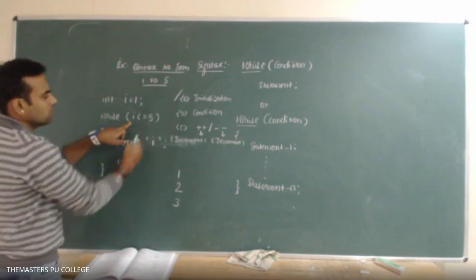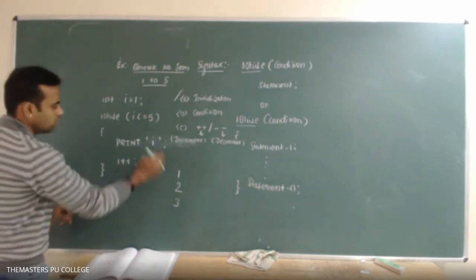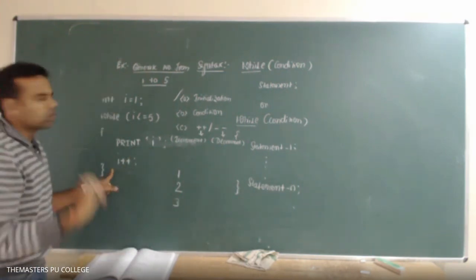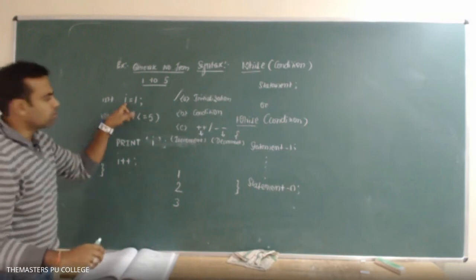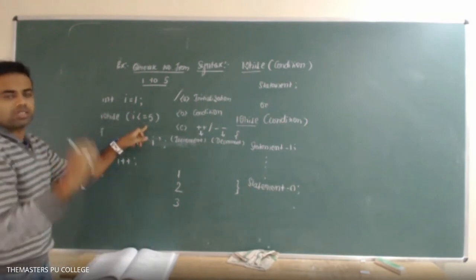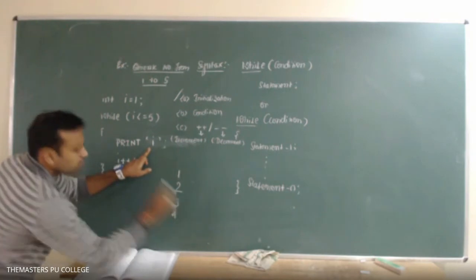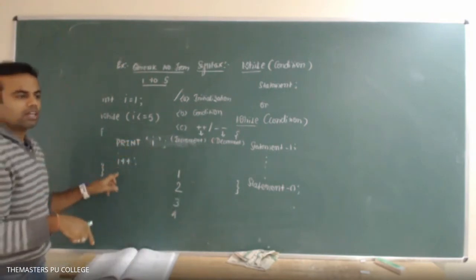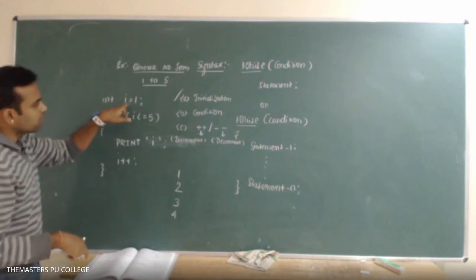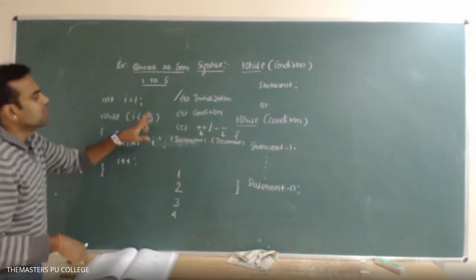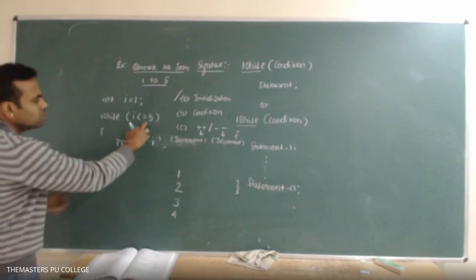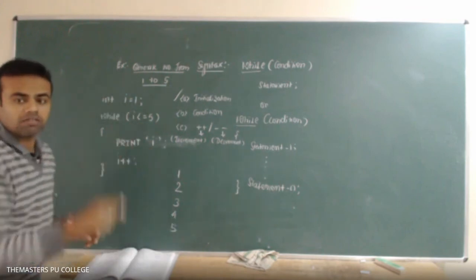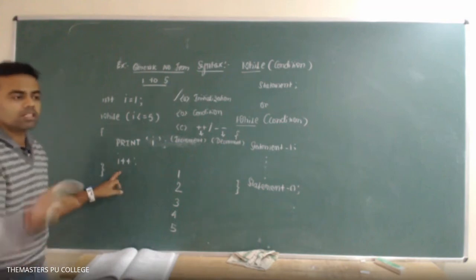3 is less than or equal to 5, the condition is again true. Then 3 will be printed. Next, 3 is increased by 1, so I becomes 4. 4 is less than or equal to 5, yes, the condition is true, hence 4 will be printed. Then 4 is added with 1, so it becomes 5. 5 is less than or equal to 5, so here it is equal, the condition is true. Then 5 will be printed. What happens after that? 5 is increased by 1, it becomes 6.